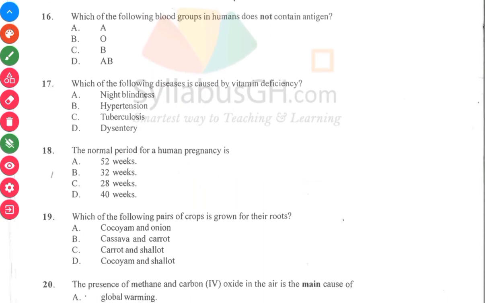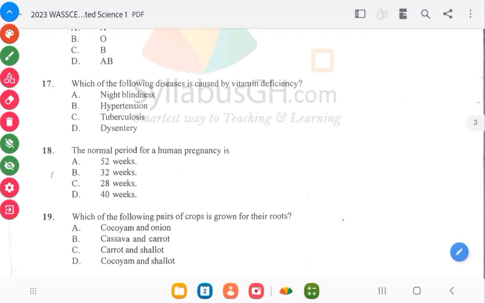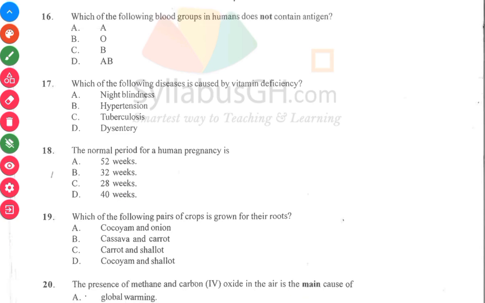Which of the following blood groups in humans does not contain antigen? The answer is B.